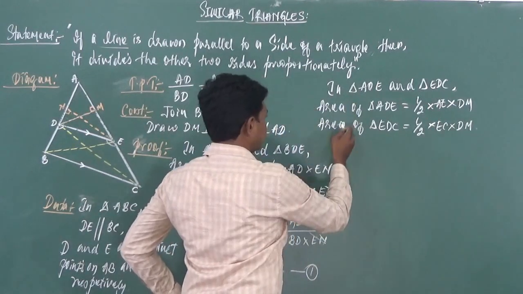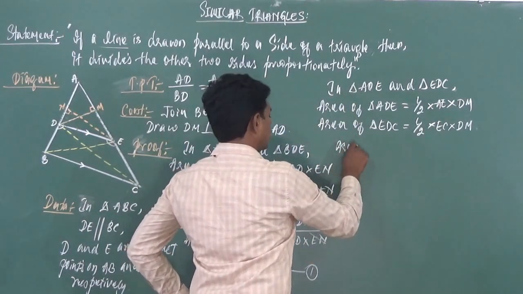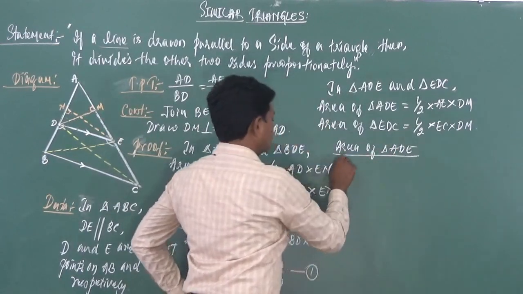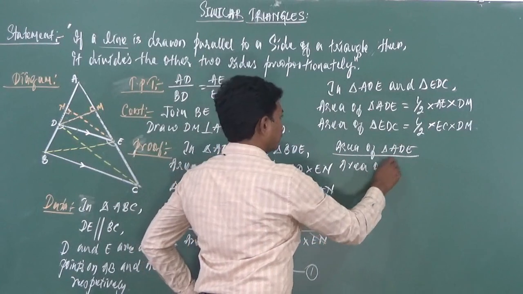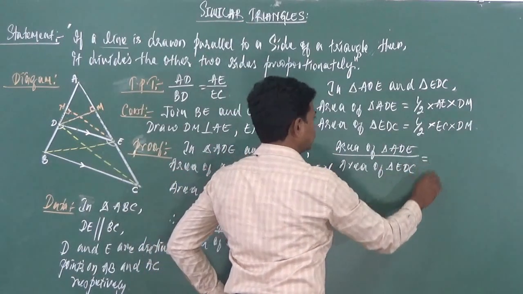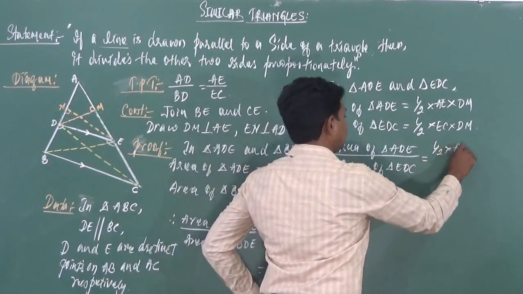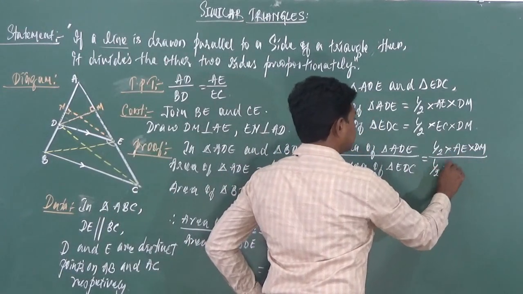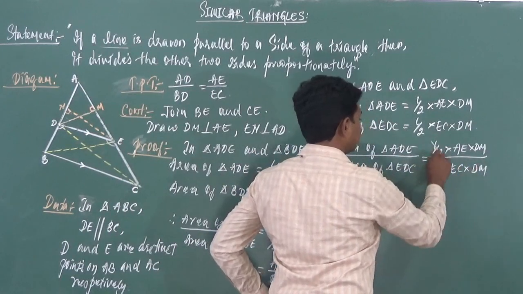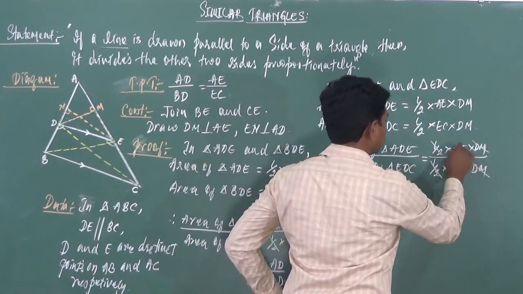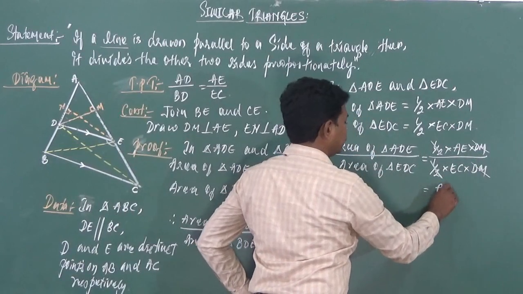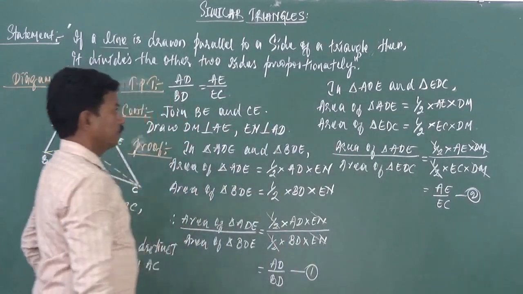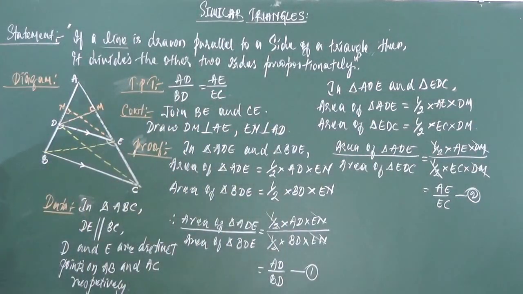So we will take the ratio between the areas. So area of triangle ADE by area of triangle EDC is equal to half into AE into DM by half into EC into DM. So half and half cancel, DM and DM cancel. What is left over is AE by EC. Take it as equation 2. Right. So very important results. Both the results are very important.